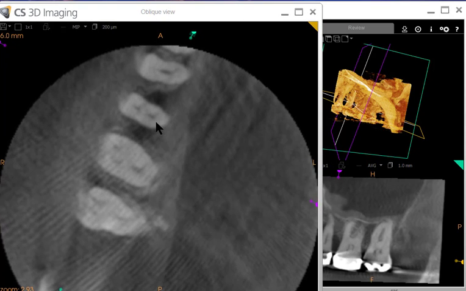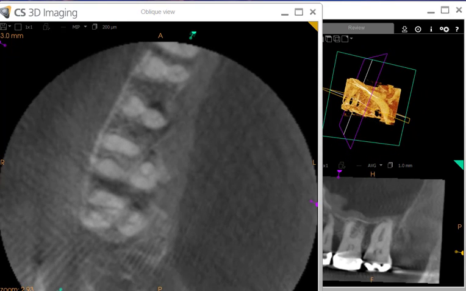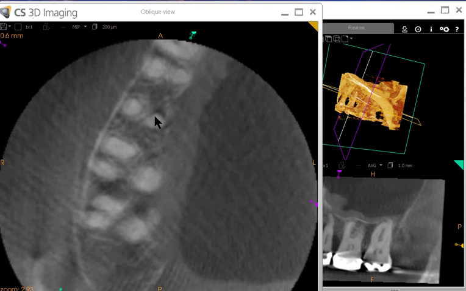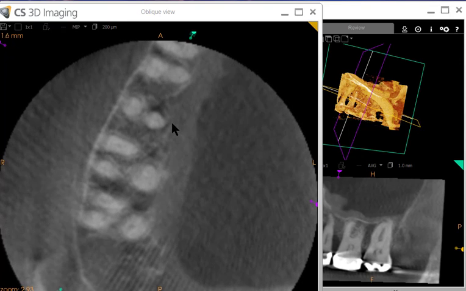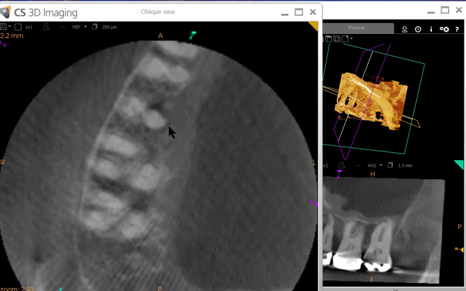And here we are pretty much at the crest of bone. And now we're moving apically in the scan. You can notice that there's bone loss all the way around the outside of the root.